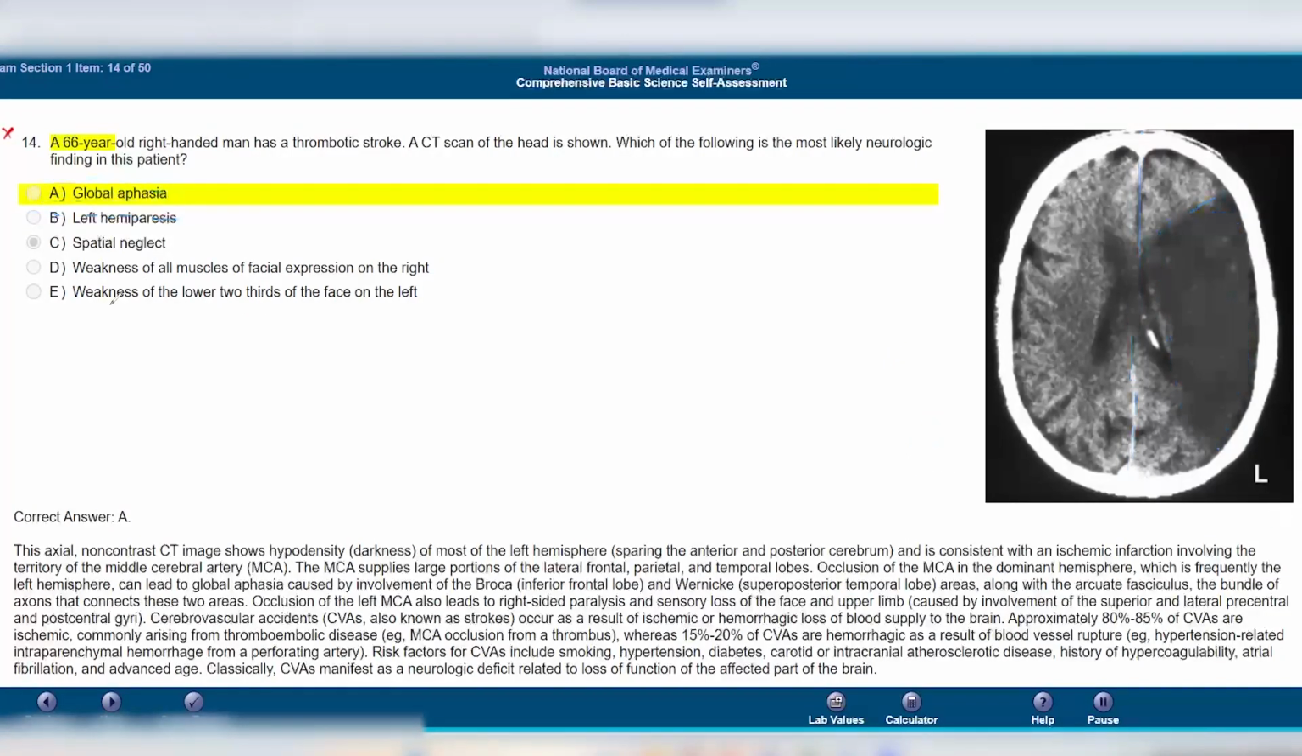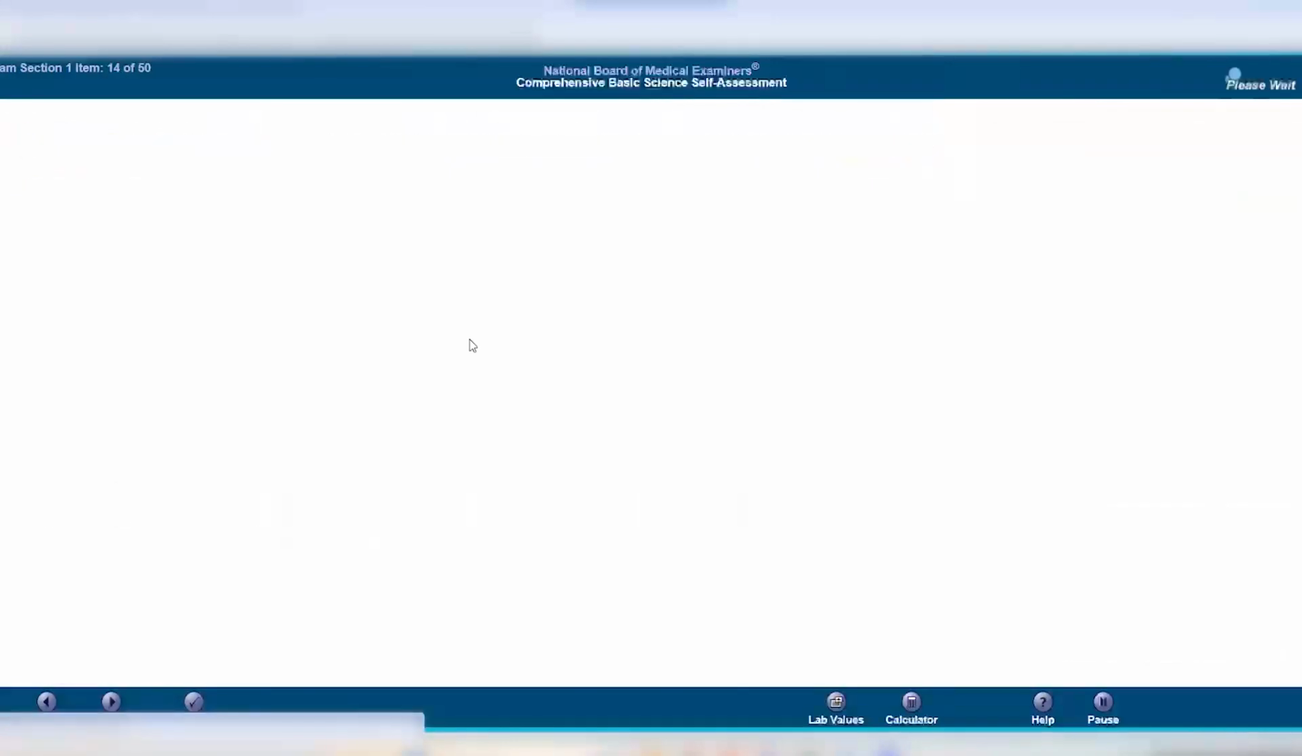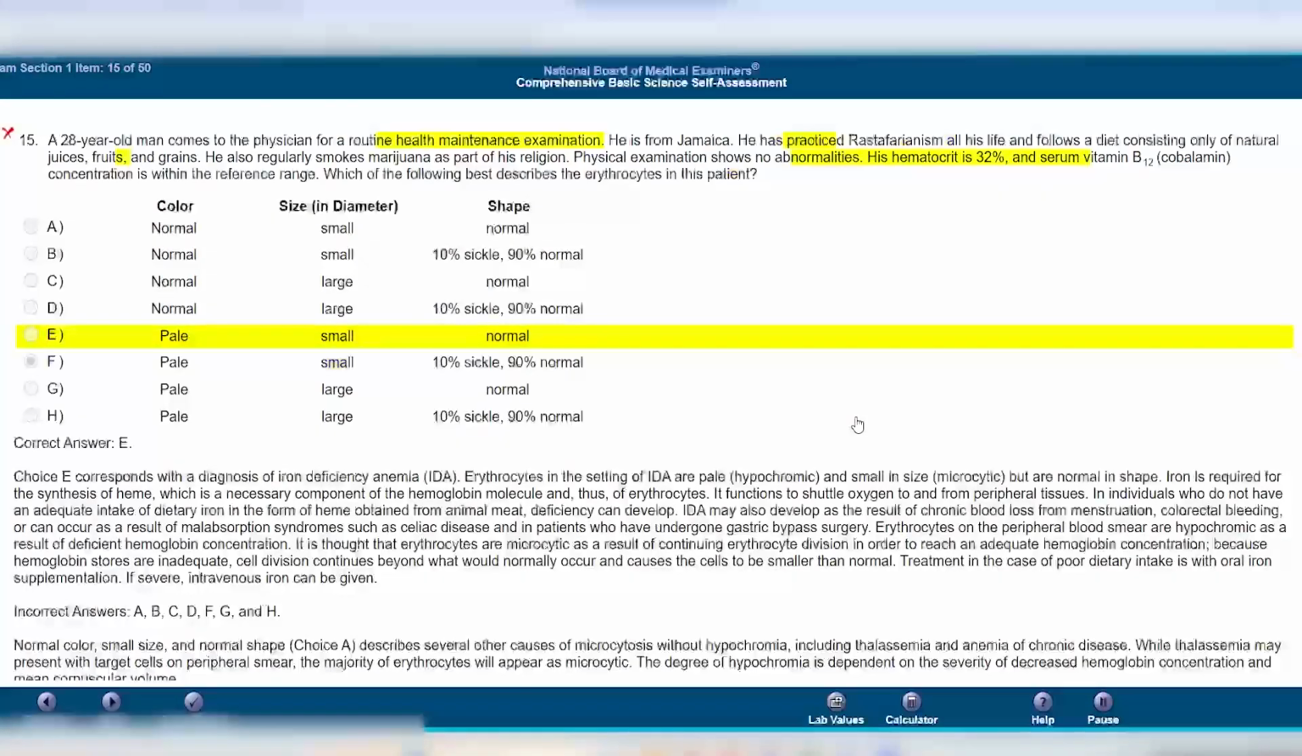Like I said, there are some details that you have to know about, but I can't remember where spatial neglect is, and I don't think you're often asked about spatial neglect. Okay. All right, work me through this one here.